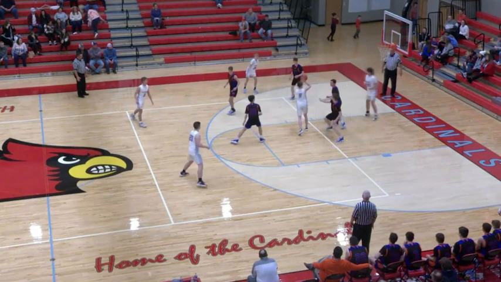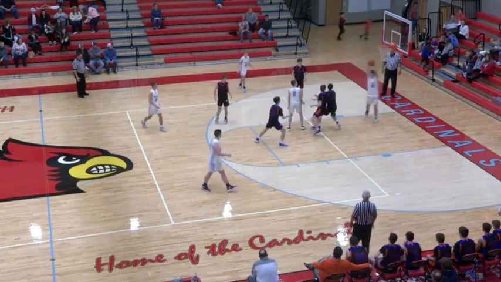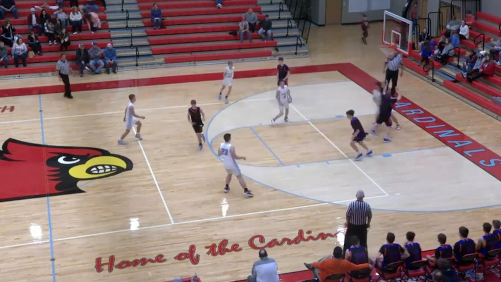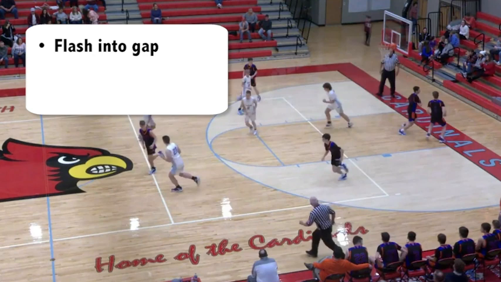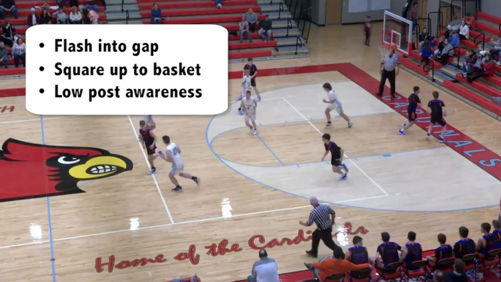It's also important to mention that this guard should recognize that the wing defender on his side here has collapsed in, and he should move out here to make himself available for an open three. Luckily, the high-low action is also on, and the player on the low block receives a quick dish for an easy layup. So, this was a great example of a flash into the gap by the high post, a quick square up to the basket, and great spatial awareness by the low post player who has moved into the space left open by the low middle defender.